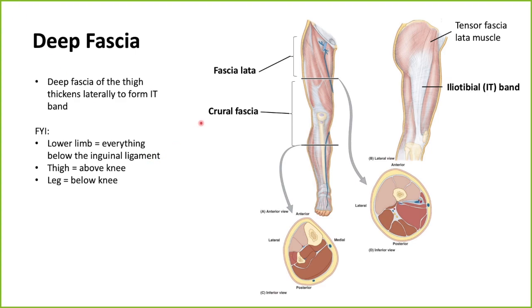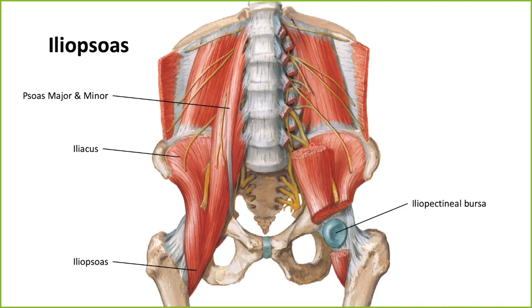So there's deep fascia of the thigh, and it's thickened more laterally, forming that IT band. And they use this terminology: thigh is the top, leg is below the knee, just so you know. Okay, iliopsoas. We had talked about psoas major and minor, and we had also talked about iliacus. In the last block, we said that they go down to the lesser trochanter, and as they're passing the inguinal ligament, it becomes the iliopsoas, basically.